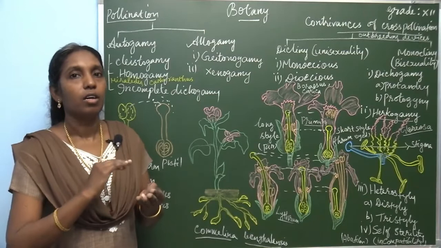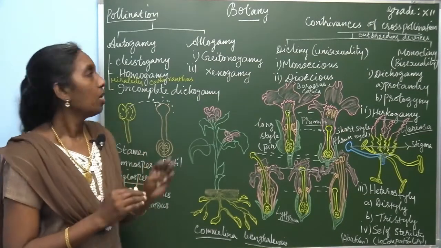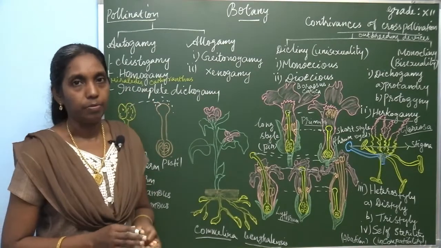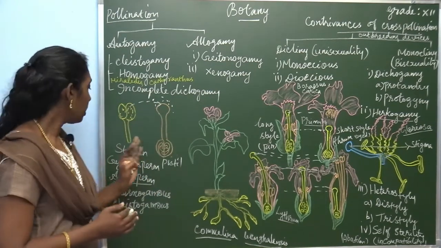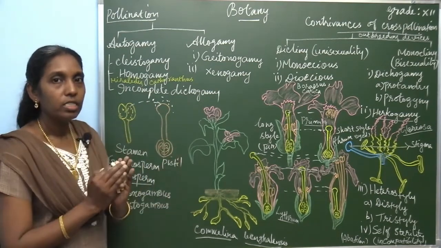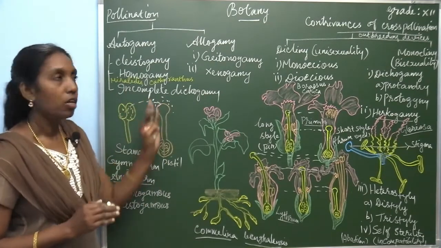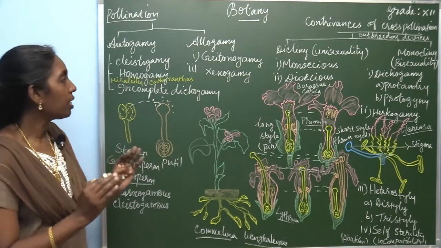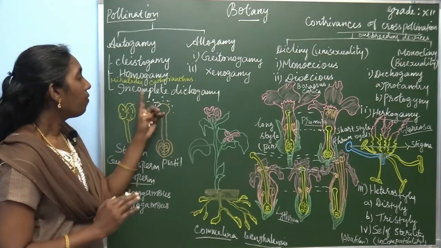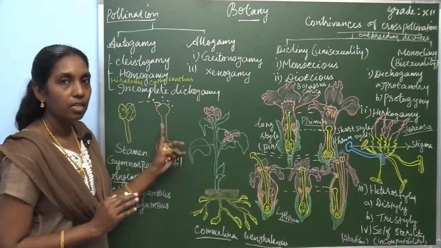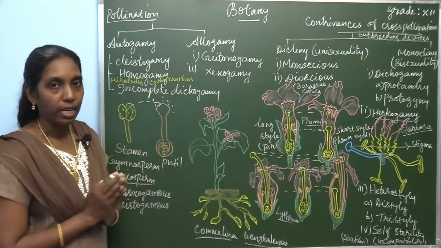Homogamy: these organs, stamen and pistil, mature at the same time. To promote self-pollination, the androecium and gynoecium, or the stamen and pistil, mature at the same time; that is called homogamy. All the definitions are important. Homogamy is the condition where the anther and gynoecium, stamen and pistil, mature at the same time.